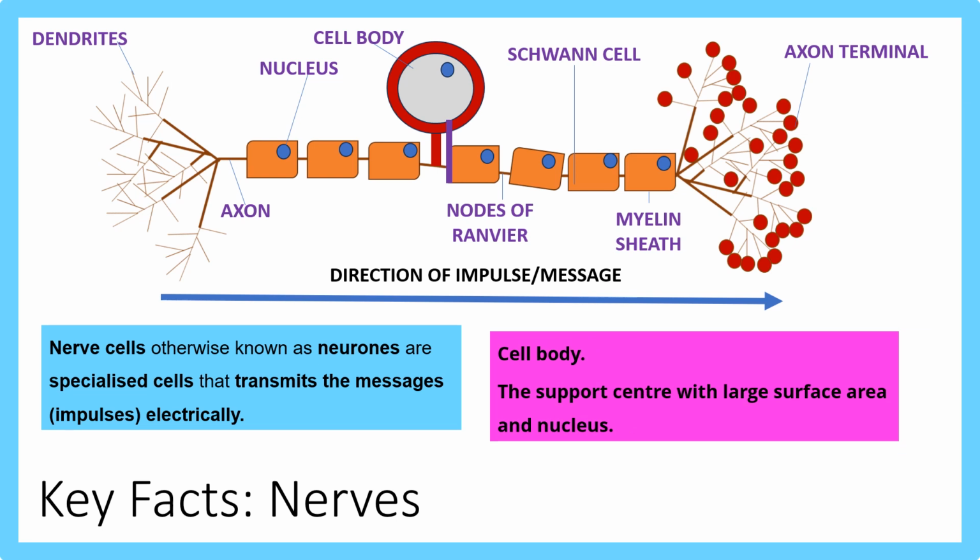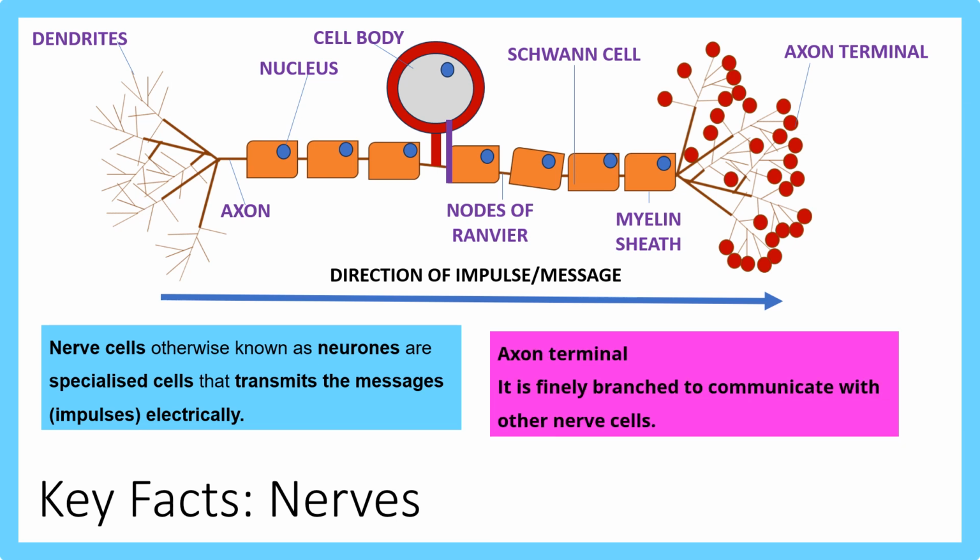The cell body, which is found within the middle there, is the support center with a large surface area, and contains the nucleus. Now please note that there are different types of neurons, and each of them has a specified function that helps to deliver, coordinate, relay, or initiate a response. The axon terminal is finely branched to communicate with other cells.